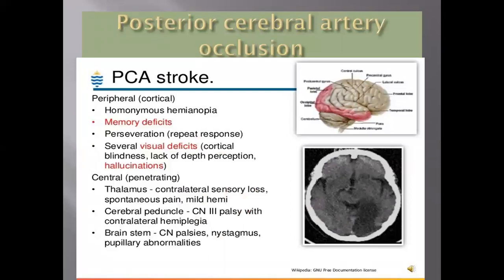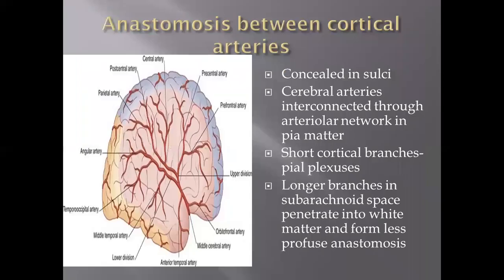Right. Then a posterior cerebral artery stroke will result in homonymous hemianopia, memory deficits, but you have several visual deficits and lack of depth perception or hallucinations. What I want you to remember is, from your visual system, there may be something known as macular sparing, because the end of the cortex, which represents that, will have a dual vascular supply. Also, some of the arteries will come from the carotid system, right?